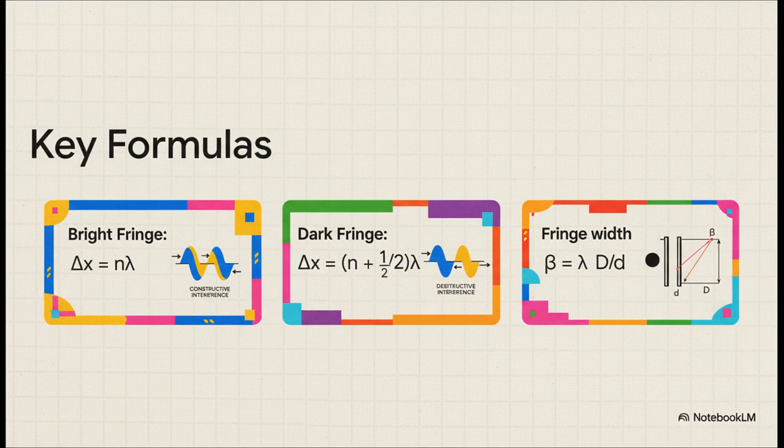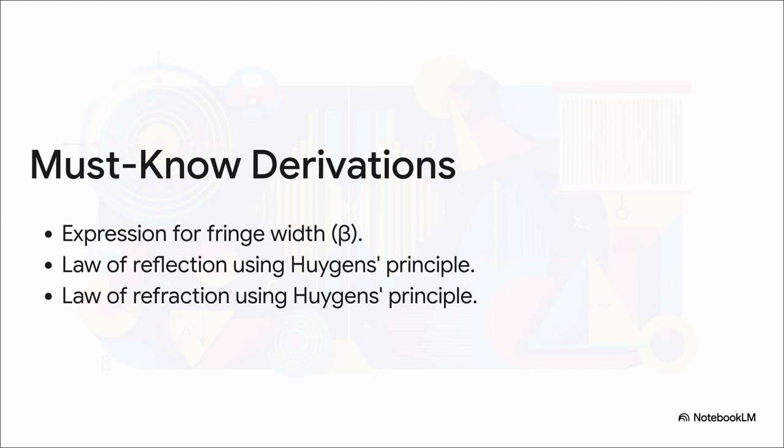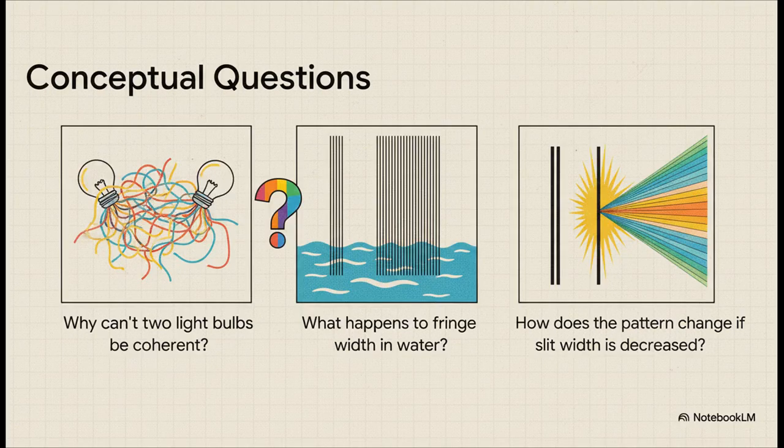No excuses. All right, next, derivations. Oh yeah, CBSE loves to ask for these. You absolutely have to know how to derive the fringe width formula, beta, right from the beginning. And you've got to be able to use Huygens principle to prove the laws of reflection and refraction. The best way to learn these is to just practice writing them out step by step until it becomes second nature.